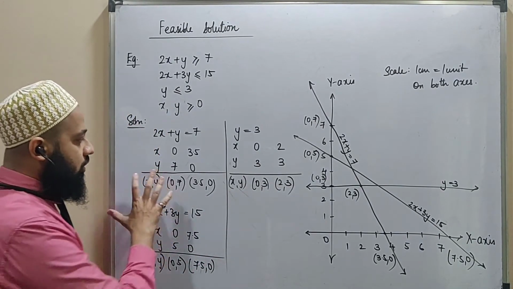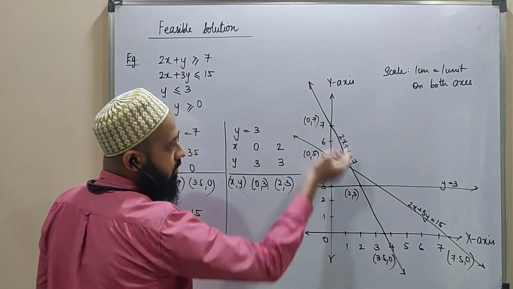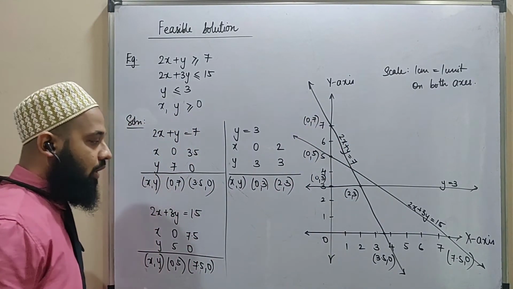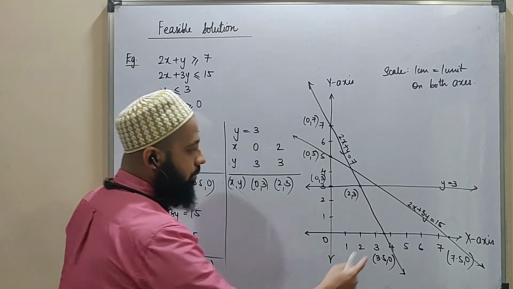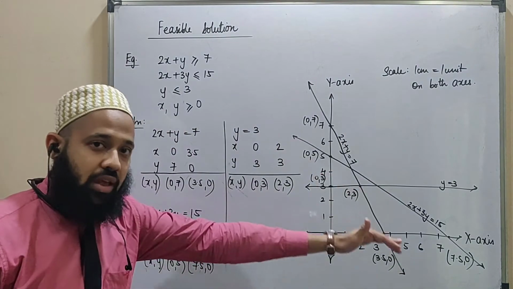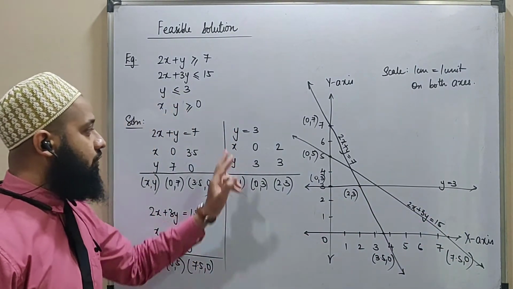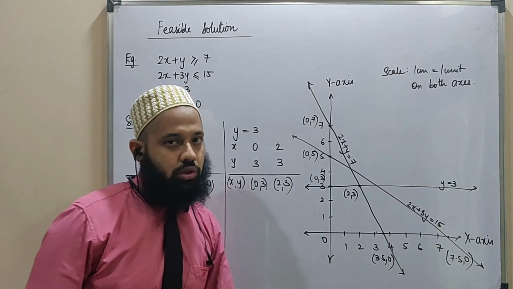Plotting this on the graph paper, see 0, 7 is here and 3.5, 0 is here, which completes the first line. Then I have drawn the second line, which is 0, 5 and then there is 7.5, 0, that is the second line. And finally we have this horizontal line, which is the representation of y equal to 3.